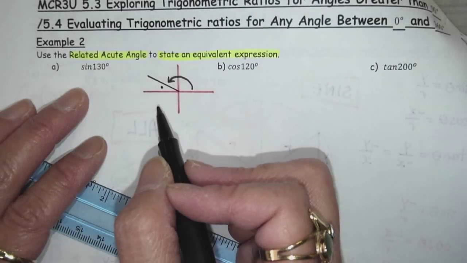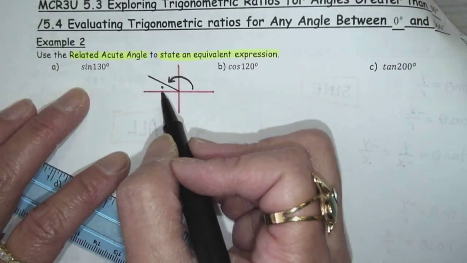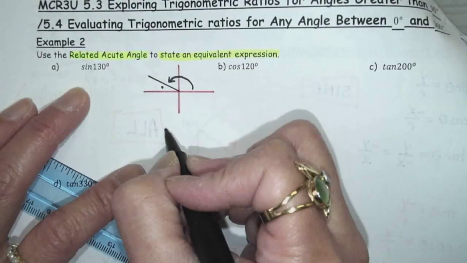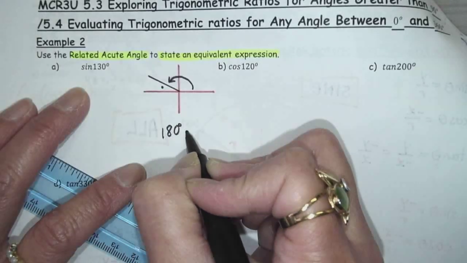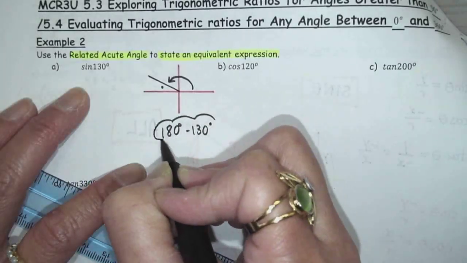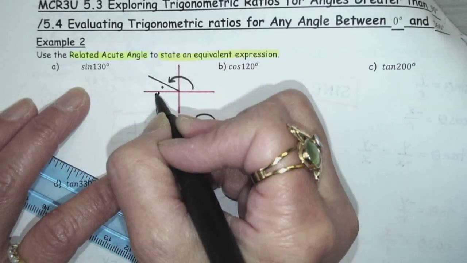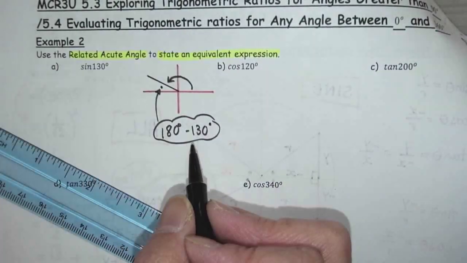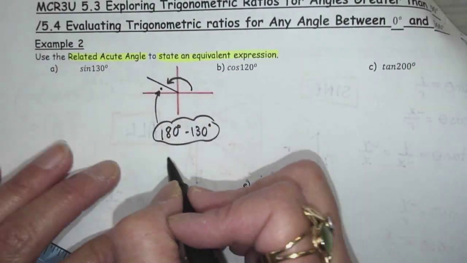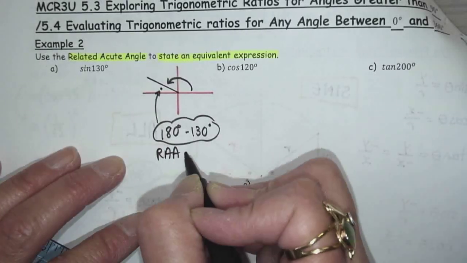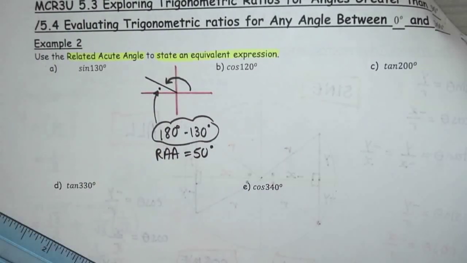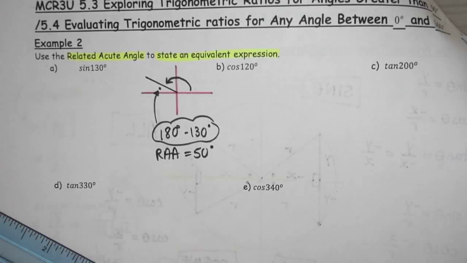180 minus 130. In my head, I'm going 180 minus the 130. You don't have to show me that, but to get that angle there, which would be 50. So my RAA is 50. RAA is 50 degrees. Okay, so I found my RAA. That's what we did last time.